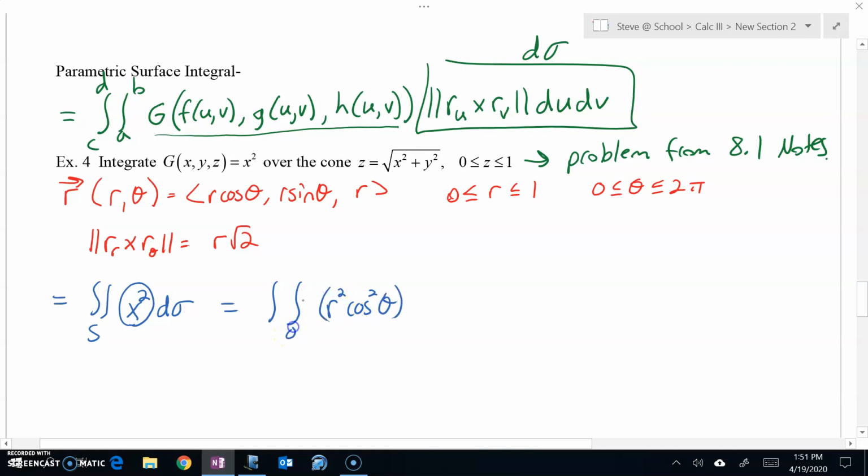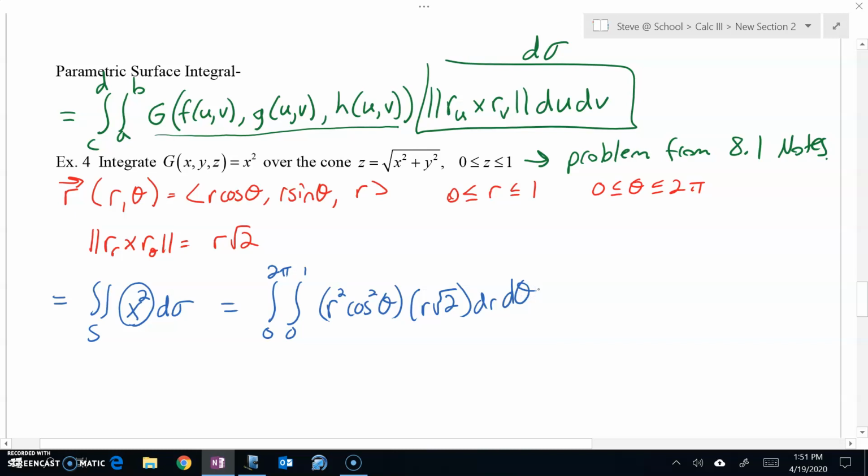Our bounds for r are 0 to 1. Our bounds for theta are 0 to 2 pi. We now also need to put d sigma. Well, d sigma is just the magnitude of the cross product times, again, dr d theta in this case. So we're going to be putting the r root 2 dr d theta.